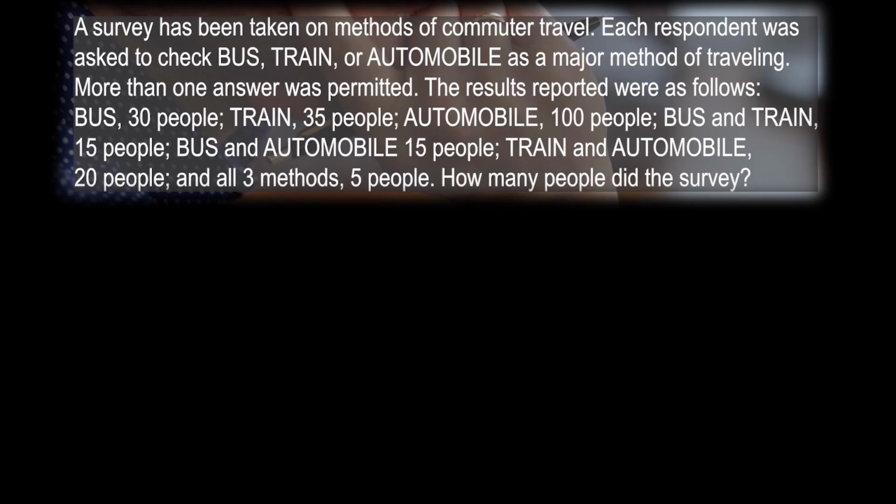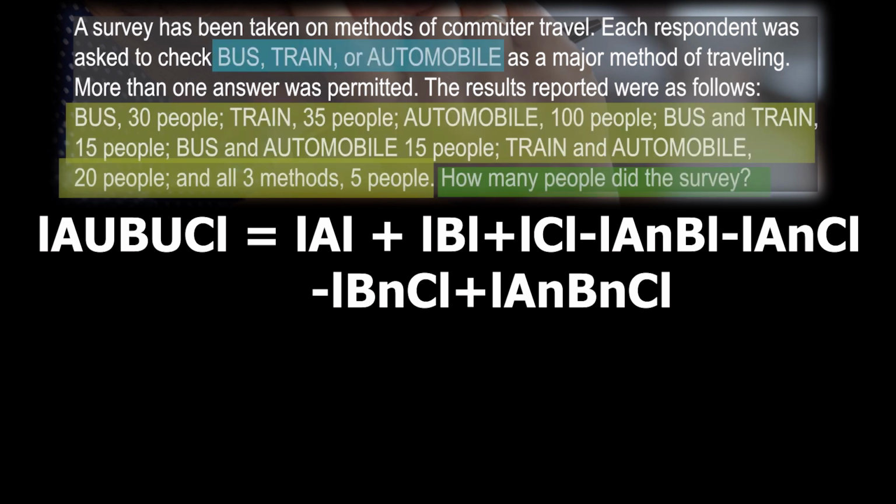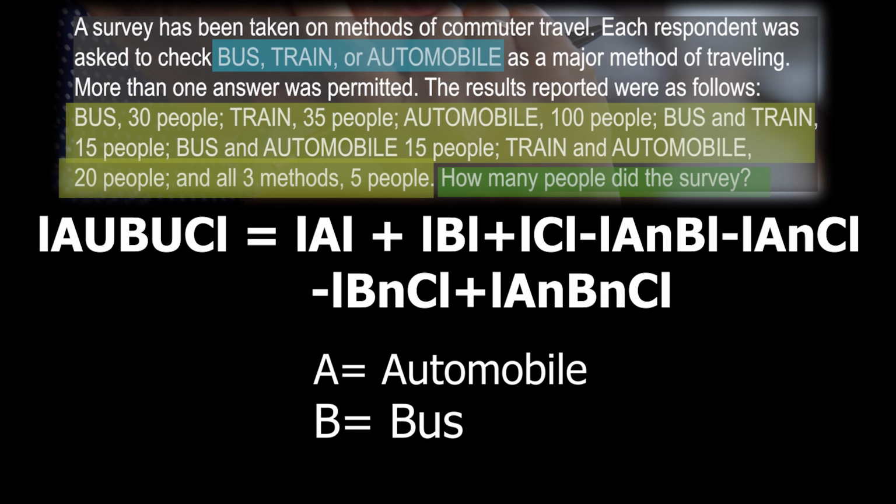Let's answer this question from the last video. The formula for the inclusion-exclusion principle is given below. We need to find out how many people took the survey given the information above. The information highlighted in blue are sets because they're a well-defined collection of objects. The information in yellow gives you the relationships between these sets. Let's have the set capital A represent automobiles, capital B represent bus, and capital C represent trains.